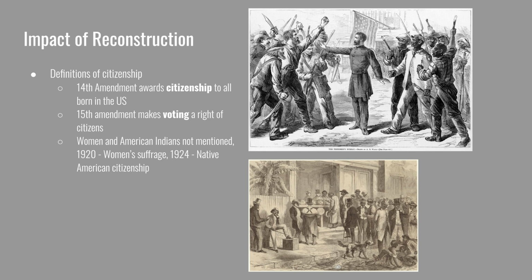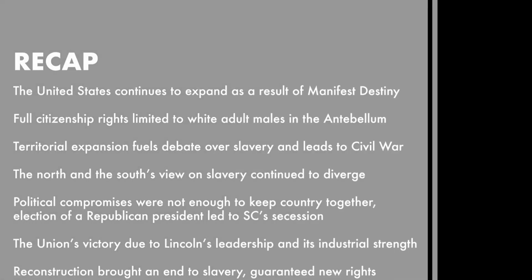Women and American Indians are not mentioned in the 14th or 15th Amendments. Women's suffrage is not accomplished until 1920 with the 19th Amendment, and Native American citizenship, as mentioned earlier in this lecture, is not going to happen until 1924, though when it does happen, they are going to be able to vote as well.